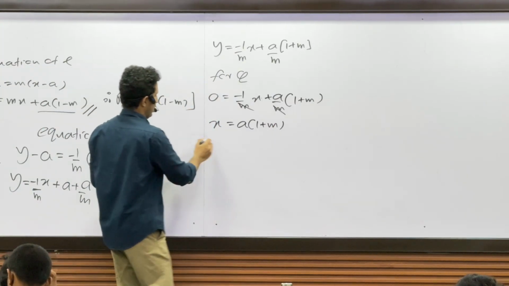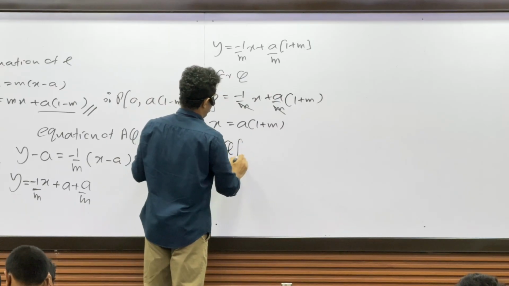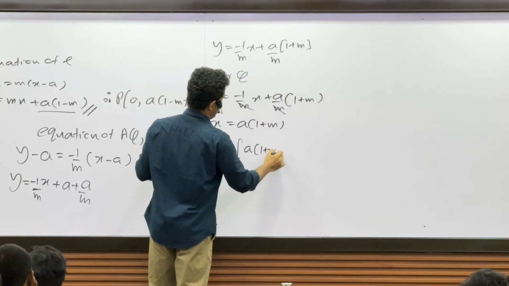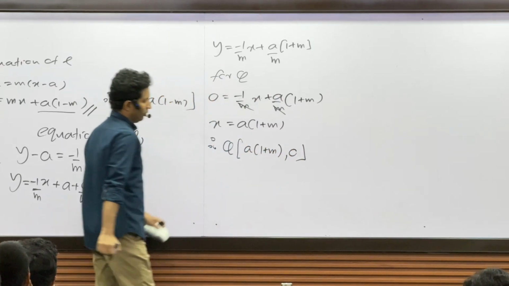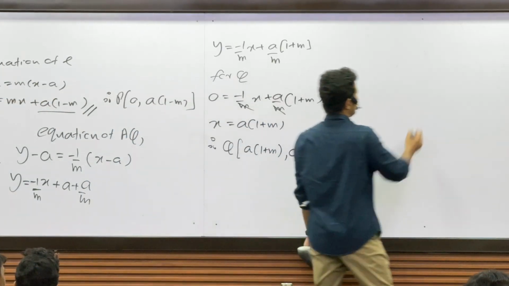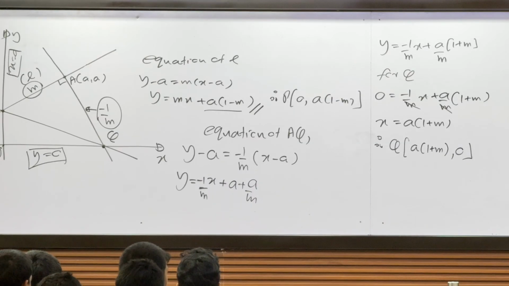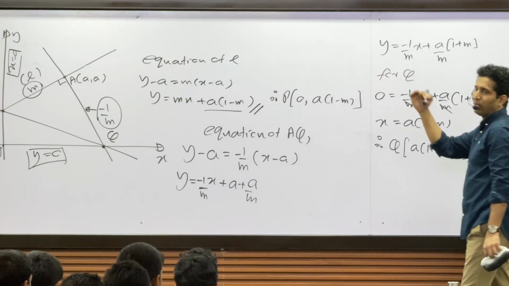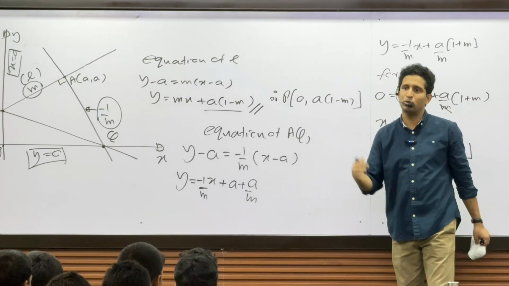Now you can say, therefore, Q is a times 1 plus m, comma 0. Now you know what Q is. I gave you an equation that was either in the 6th or 5th grade, the equation of a straight line. If you don't remember that method, you know these 2 points, so you can apply the equation y minus y1 equals m times x minus x1. Instead of m, you can use the 2 coordinates.